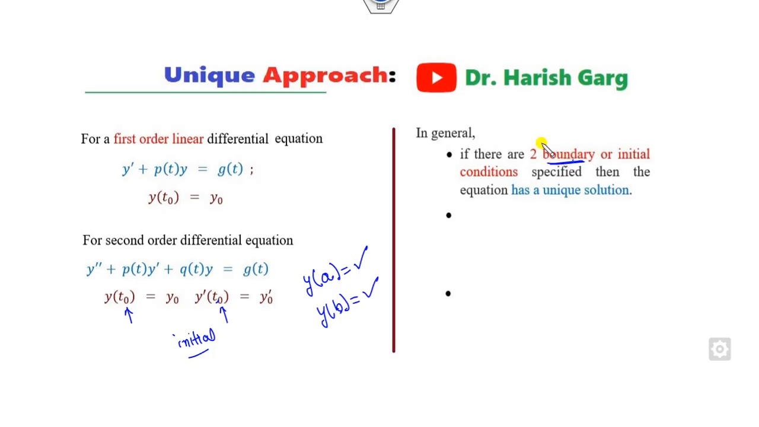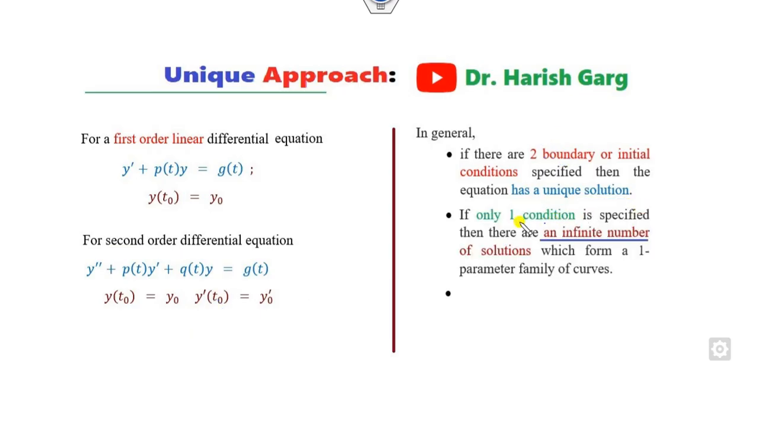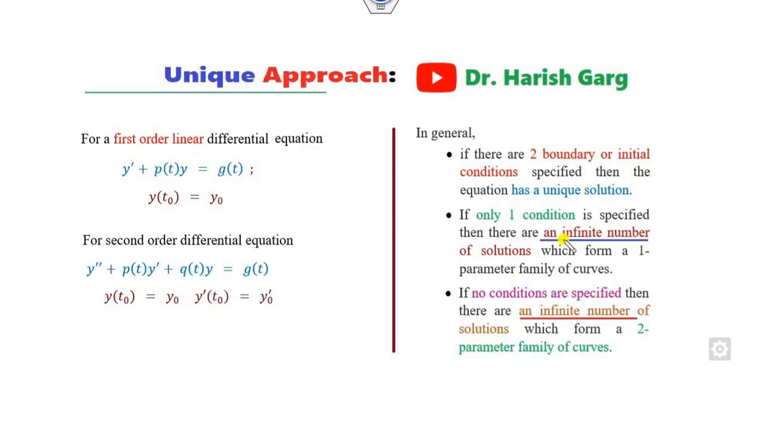Now if the two initial conditions or the two boundary conditions are given to you for the second order differential equation, then it always gives you a unique solution. If only one condition is given to you in this second order differential equation, then you have infinitely many solutions in the form of a one parameter family of curves. If no condition is imposed on this, then you always have an infinite number of solutions in the two parameter family of curves.